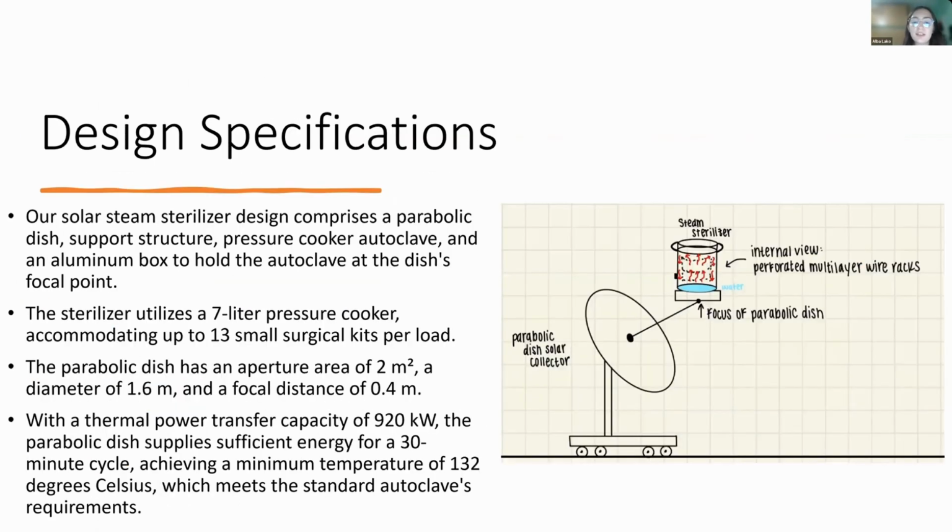For our steam sterilizers, the design consists of the parabolic dish, which is supported by a cart with wheel system, which can be easily transported, but also directed into the sun's direction. It consists of the steam sterilizers, which is a 7-liter pressure cooker that can accommodate up to 13 small surgical kits per load. The parabolic dish has an area of 2 square meters and a diameter of 1.6 meters and a focal distance of 0.4 meters. It can supply energy sufficient for a 30-minute cycle, achieving a minimum temperature of 132 degrees Celsius, which meets the standard requirements.